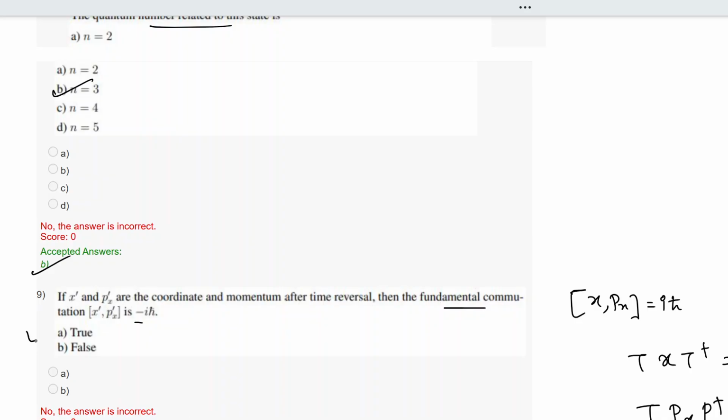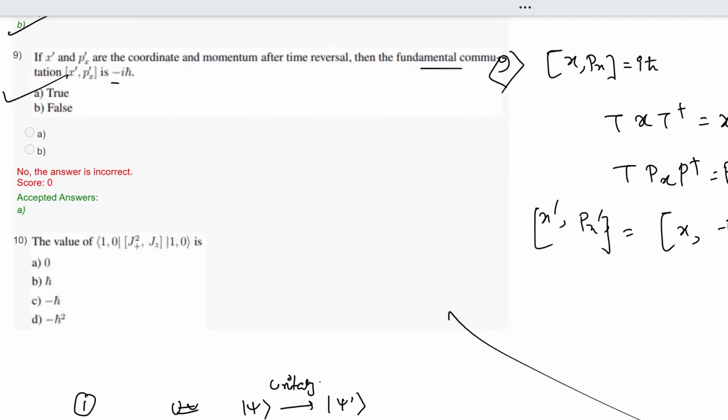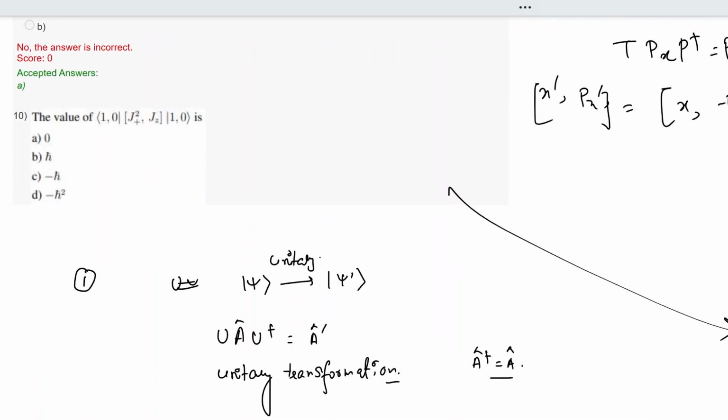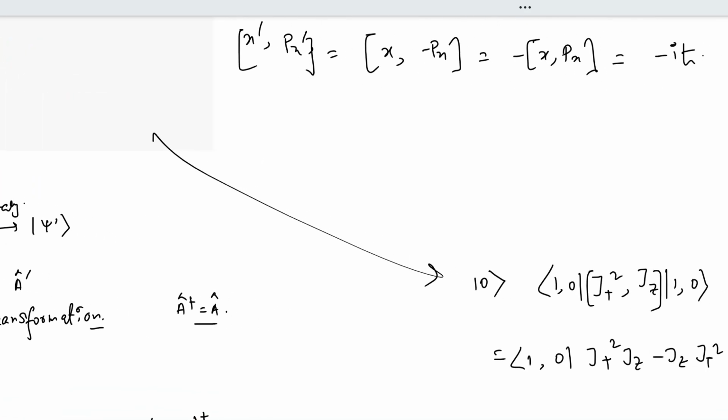So this is true. Now this is question 9, and question 10 is the value of 10 j square jz 10. So you can derive it right here: 10 j plus square jz 10. Then you have the commutation relation bracket, which is j plus square jz minus jz j plus square, on 10. Here 10 is equal to L and M, so L equal to 1 and M equal to 0. Now these are eigenstates for j squared.